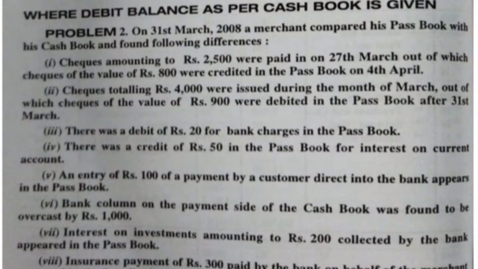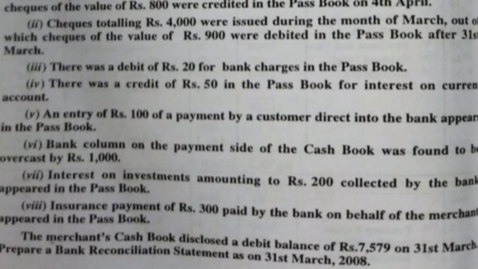Okay. So it is about the first problem, and you need to add and subtract those amounts, whatever we have discussed. And at last, you should get a positive balance. You should always get a positive balance. If you get the positive balance, then it will be the credit balance as per passbook.